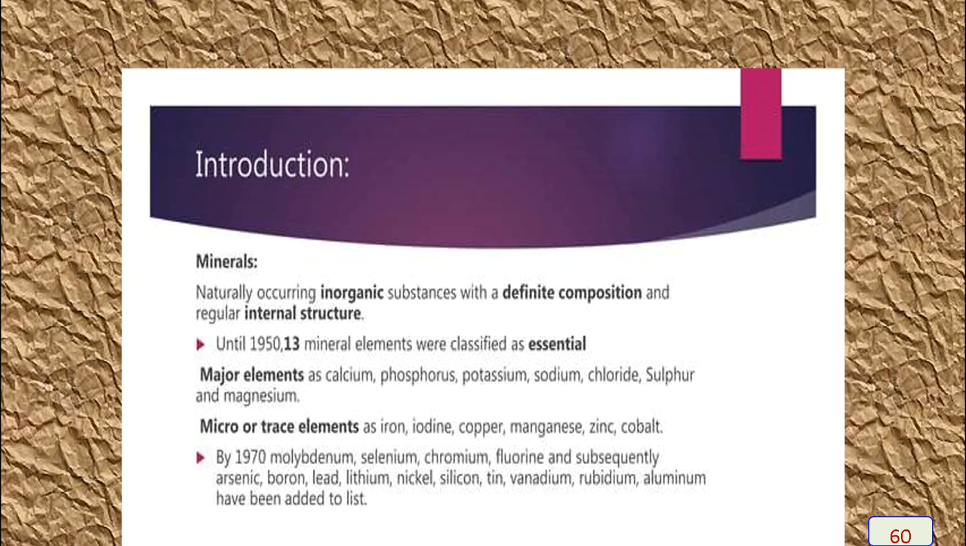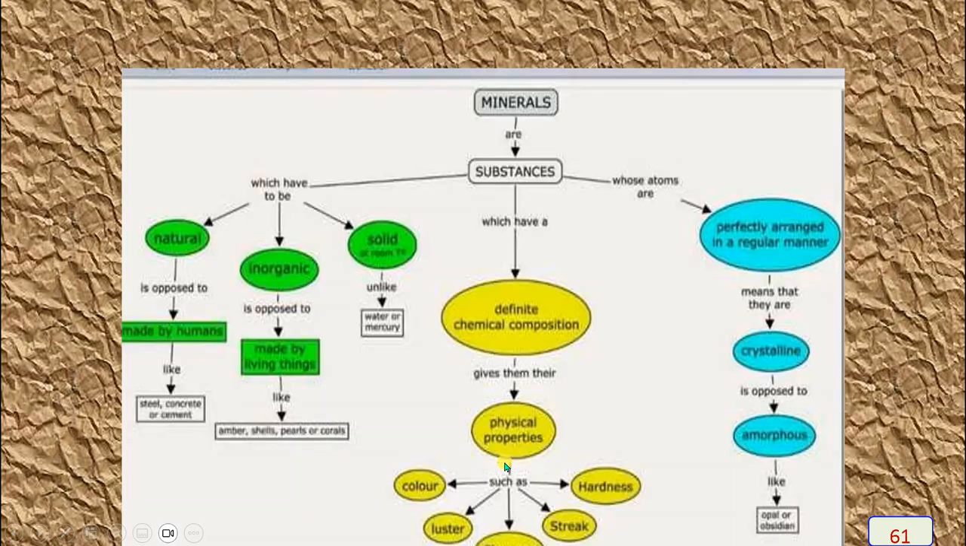About 30% of the mineral absorption. So major elements are calcium, phosphorus, potassium, sodium, etc. Then micro or trace minerals. In 1970, the selenium, chromium, fluoride, etc. were added. Then let us see very fast.